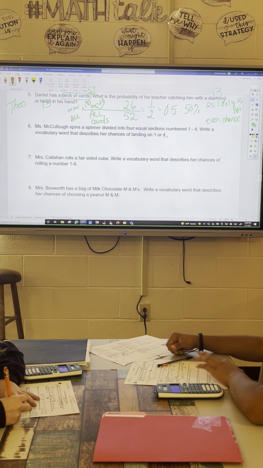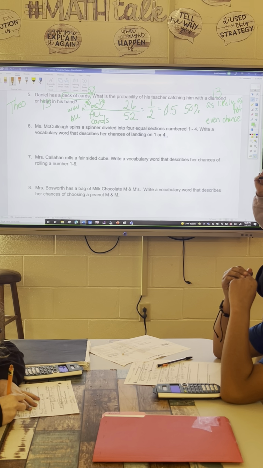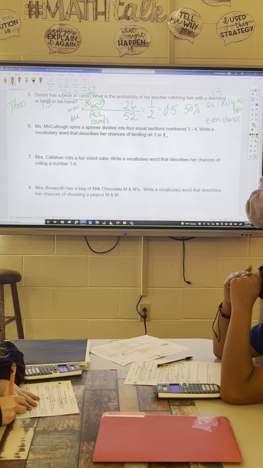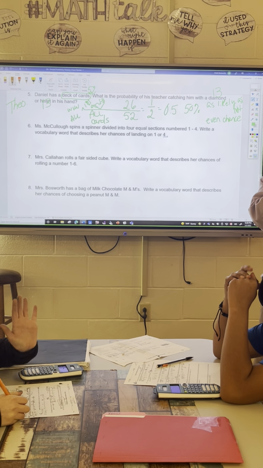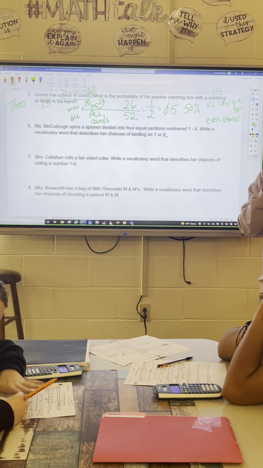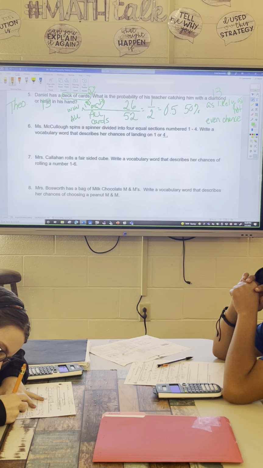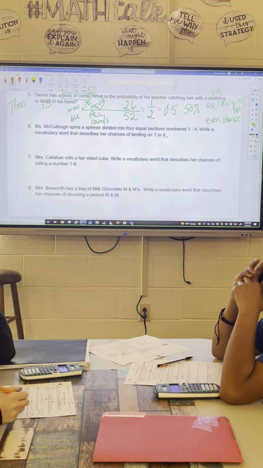Okay? How many of you would not have been able to answer that problem had you not done the cards with the lab the other day? It's okay. I know. The very reason the last page is on that lab, because it wasn't to start with, and I added it, I think, 2 years ago. Miss McCullough spins a spinner divided into 4 equal sections numbered 1 to 4.